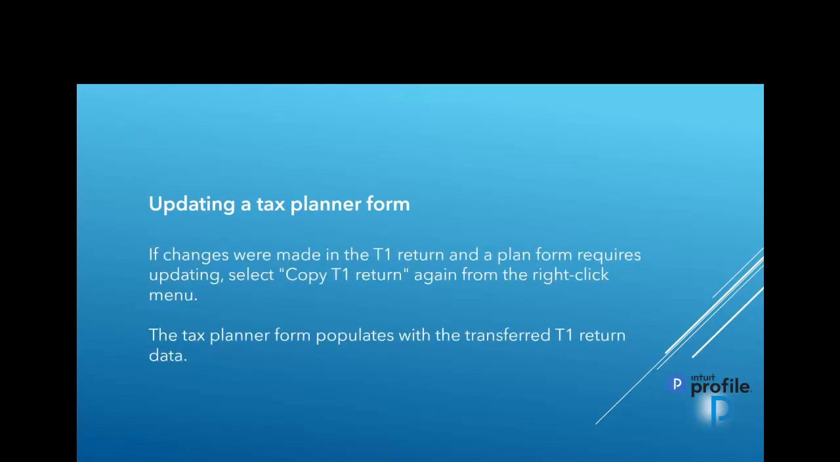Now when you do want to update the tax planner form, these are the steps that you want to take. First, if changes were made in the T1 return and a plan form requires updating, then what you need to do is select Copy T1 Return again from the right-click menu. The tax planner form populates with the transferred T1 return data after you've done that.